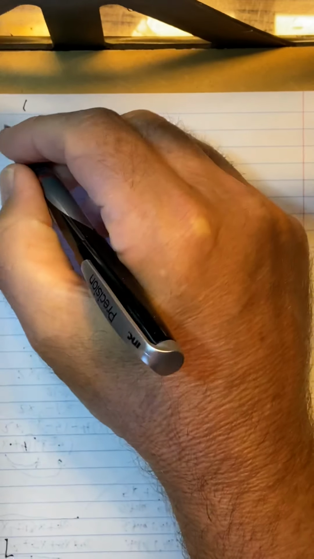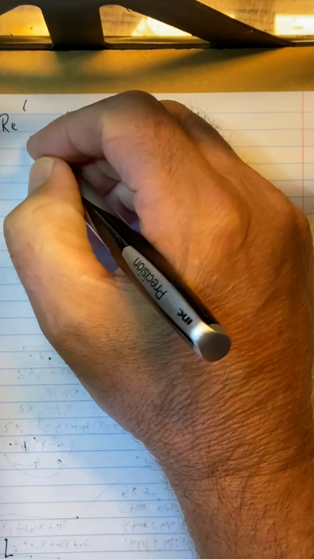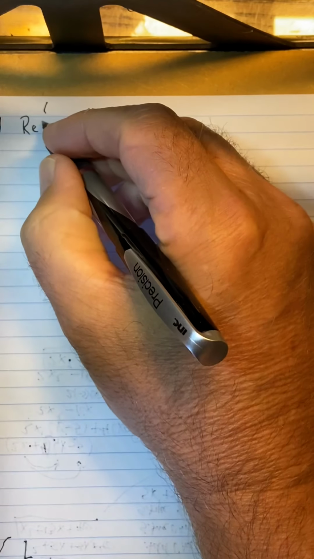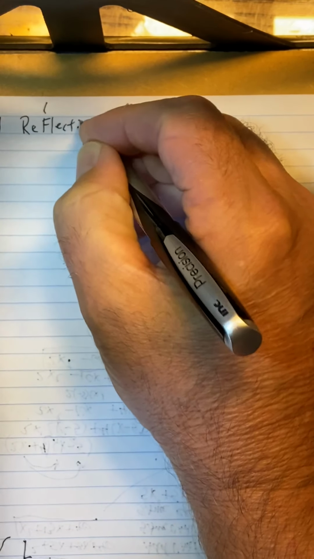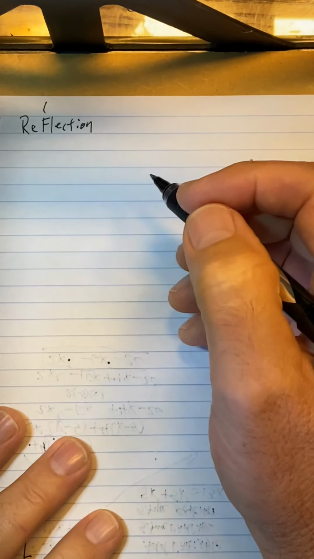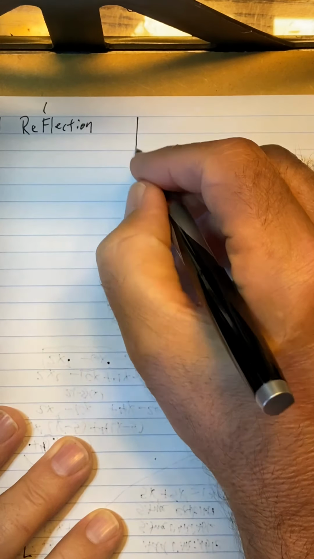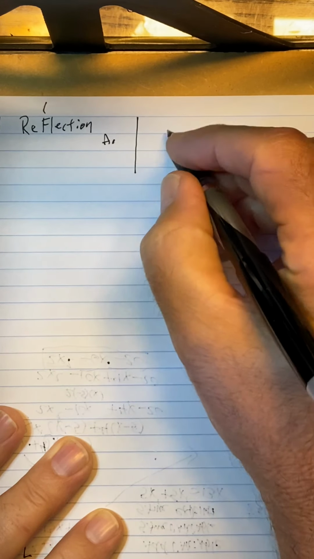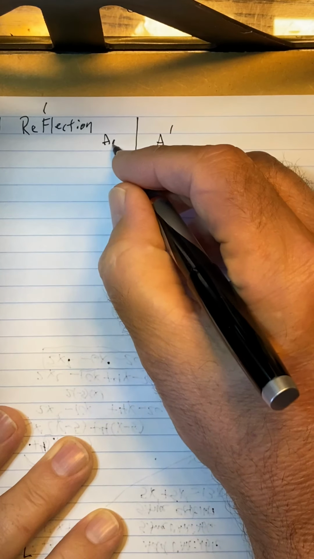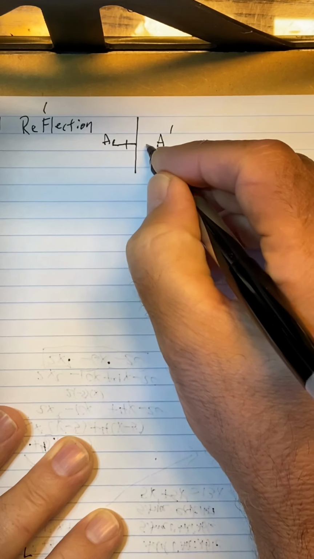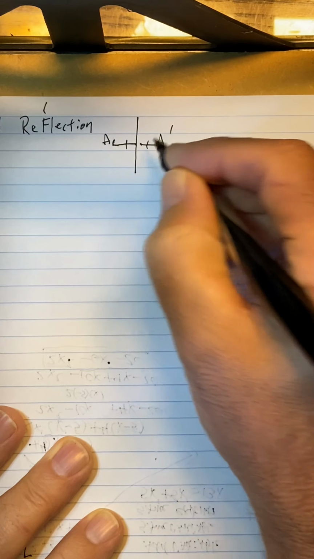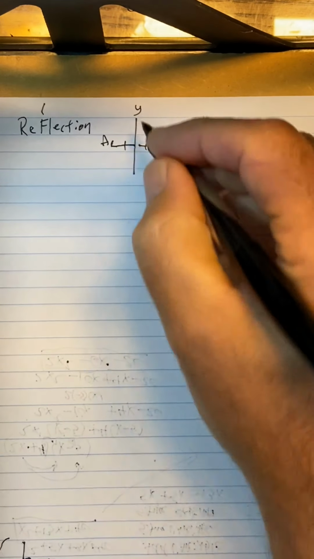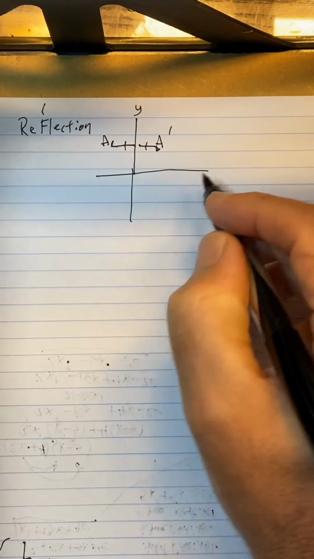Well, hello. We're going to be talking about 8.1 reflection. And reflection is more like a reflection across the mirror. And so if I've got a line right here, and I've got point A over here, and this would be A prime, whatever distance this is here is going to be exactly the same distance over here if I reflect it across. This would be my y-axis, and of course this is my x-axis.